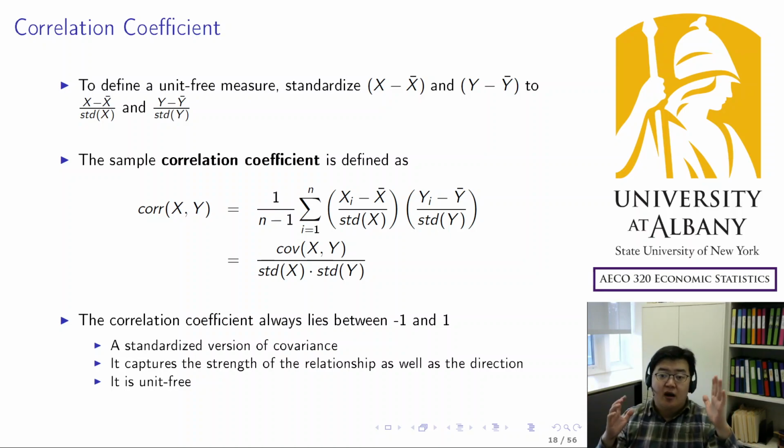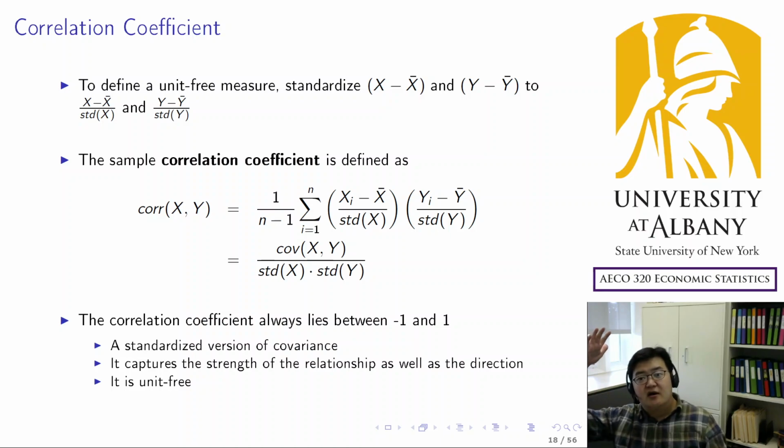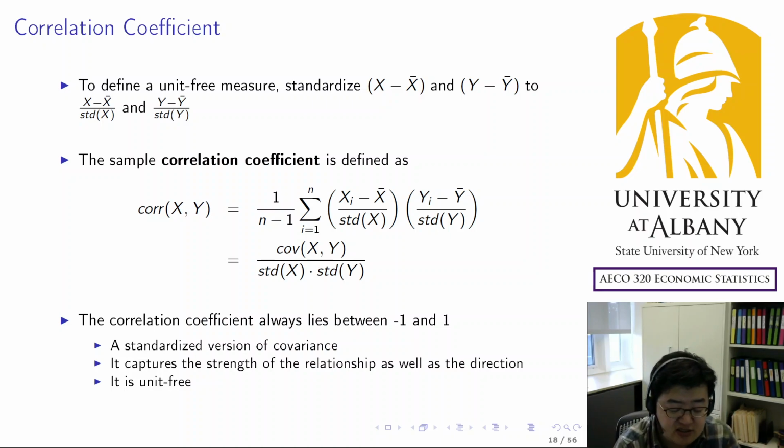-1 is the strongest relationship on the negative side, and +1 is the strongest positive relationship. And 0 is no relationship. So you see where your data lies in this spectrum. So it's uniform, and as I said, even if you change the measurement unit, the correlation coefficient does not change. That's the new property of the correlation coefficient.